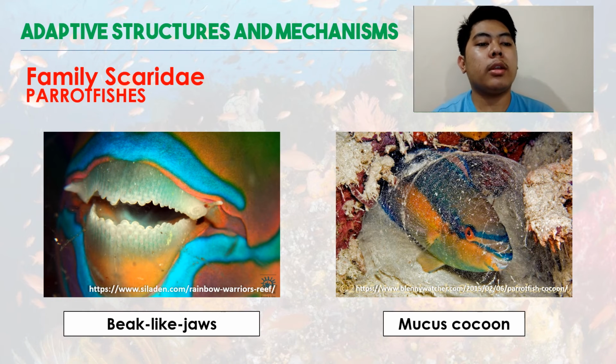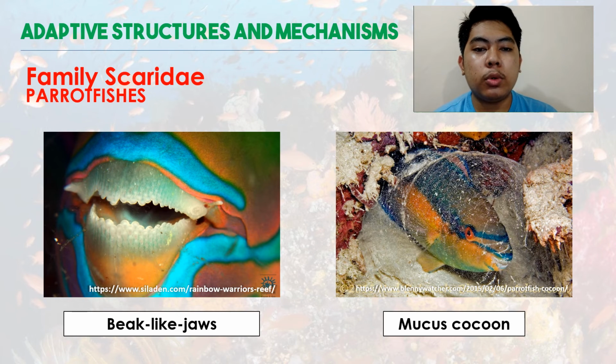In family Scaridae of the parrotfishes, the first adaptation is that they have beak-like jaws. Their beak-like jaws are formed by fused teeth to crop, grind, and crush food and bits of coral. It also allows them to efficiently scrape algae from corals and is even strong enough to result in noticeable scars.